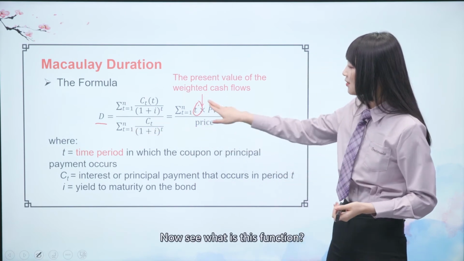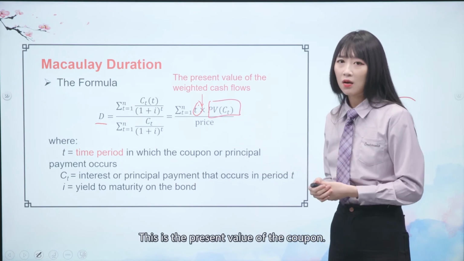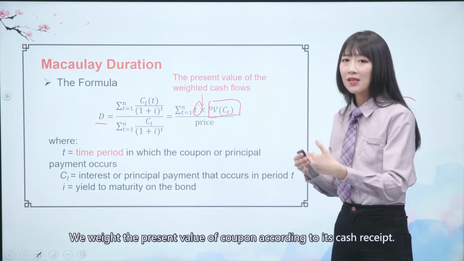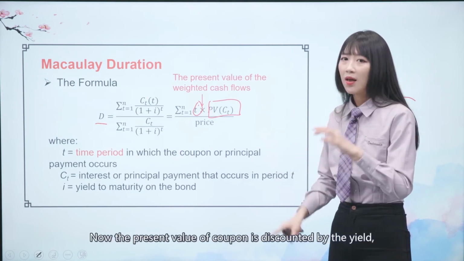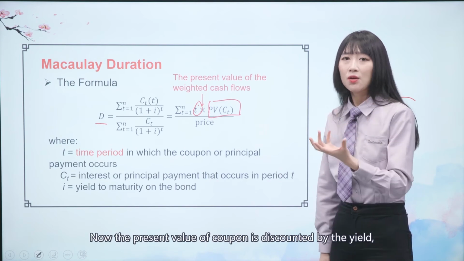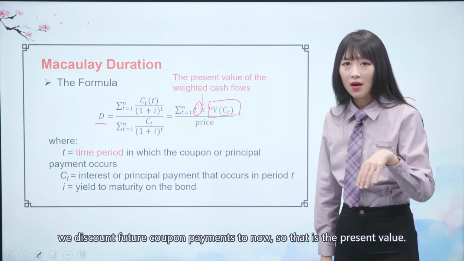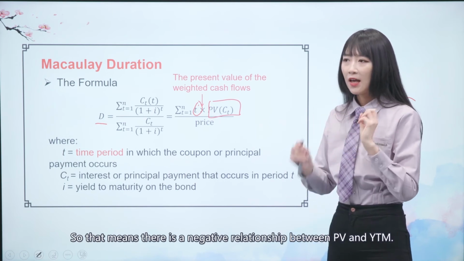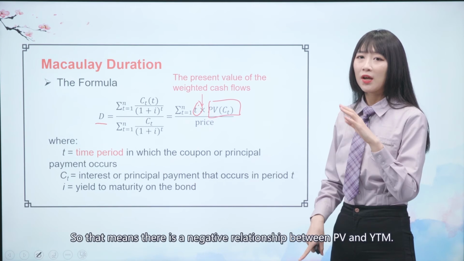See, what is this function? This is the present value of the coupon. We weight the present value of coupon according to its cash receipt. Now, the present value of coupon is discounted by the yield. We discount future coupon payments to now, so that is the present value, right? So that means there is a negative relationship between PV and YTM.